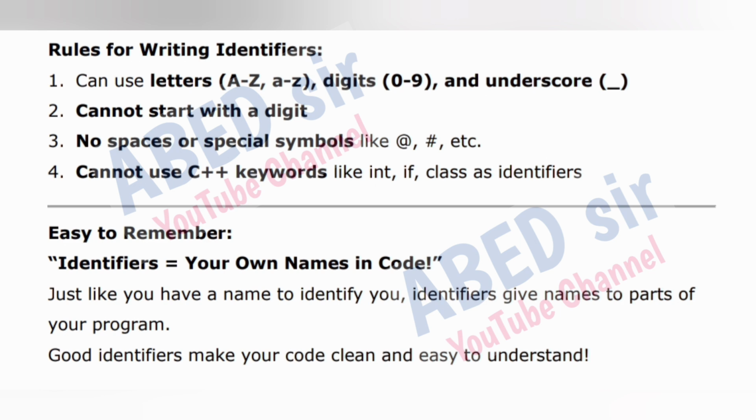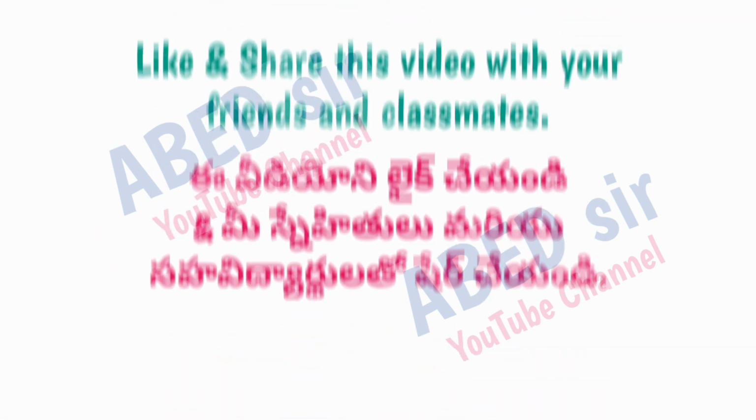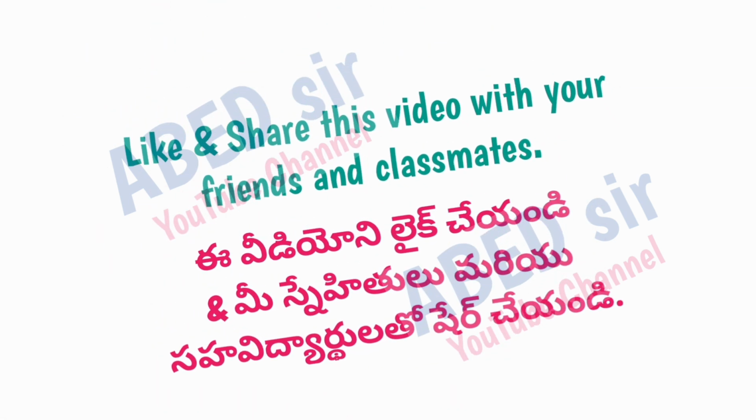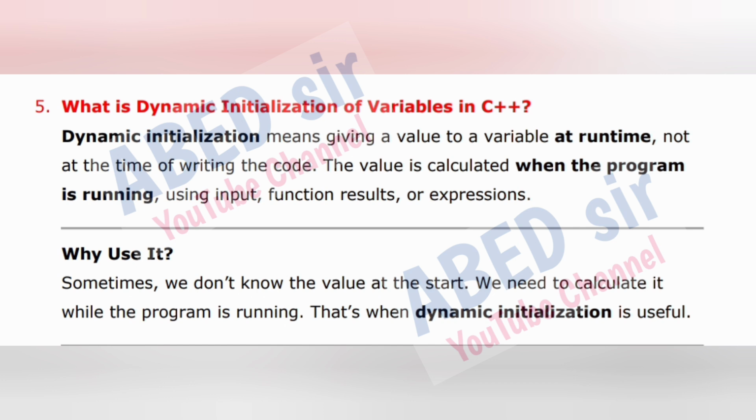Easy to remember. Identifiers is equal to your own names in code. Just like you have a name to identify you, identifiers give names to parts of your program. Good identifiers make your code clean and easy to understand. Next important short question is 5. What is dynamic initialization of variables in C++?